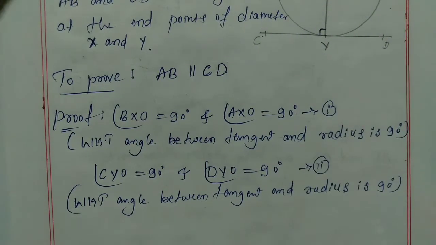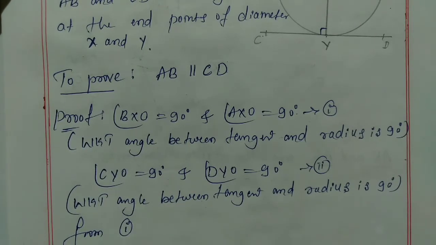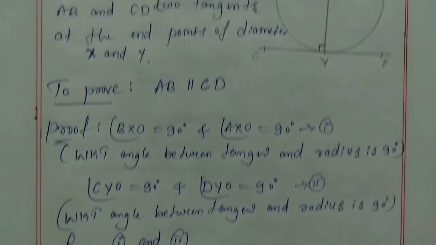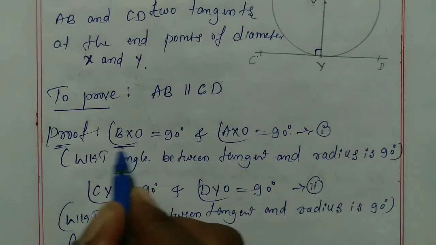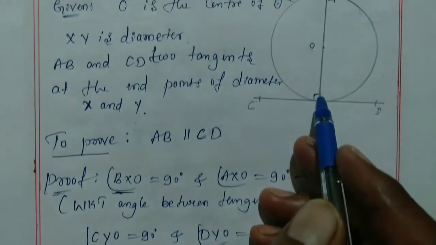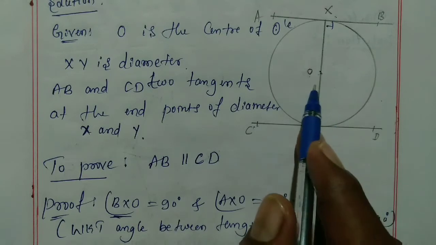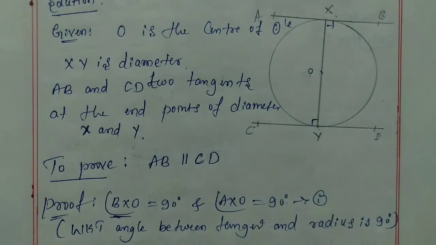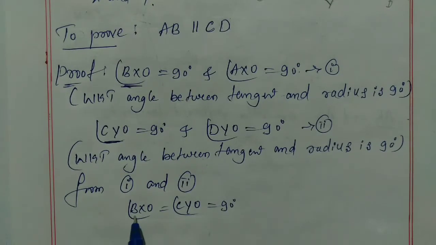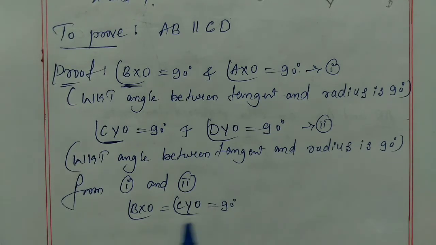So next, from equation 1 and 2, I will take two alternate angles. One is BXO, and another one is CYO. These two are alternate angles. Let me check whether the alternate angles are equal or not. So here we got angle BXO is equal to angle CYO, which is equal to 90 degrees. These two angles are equal to 90 degrees. It means these two angles are equal.